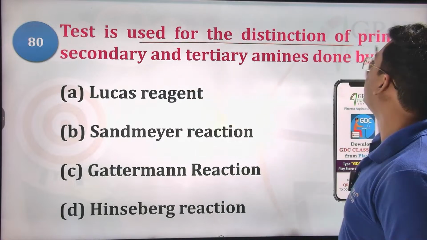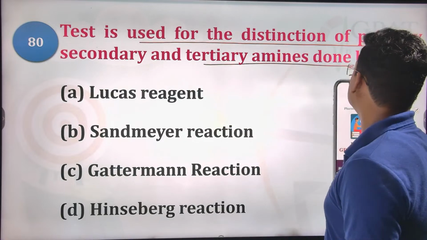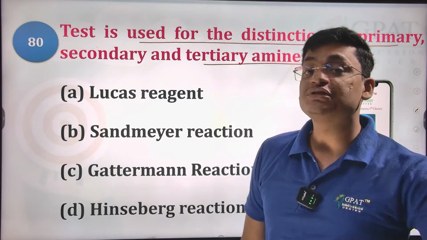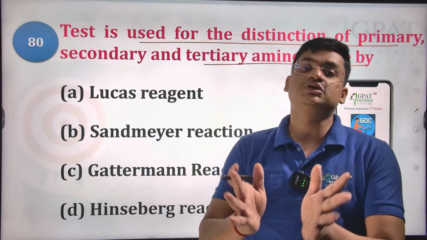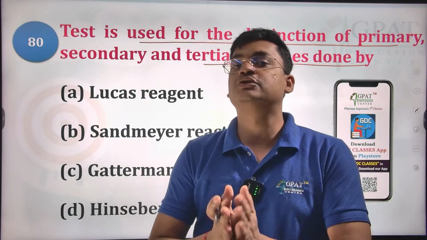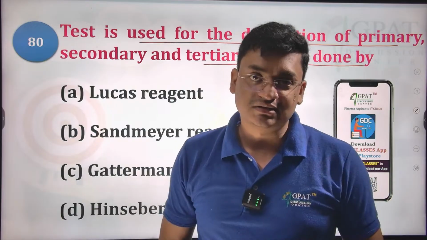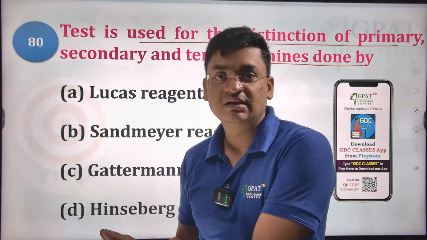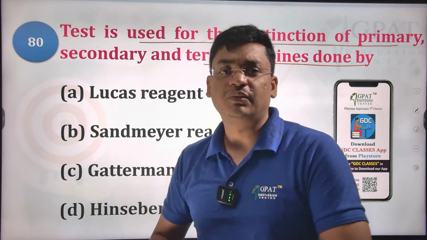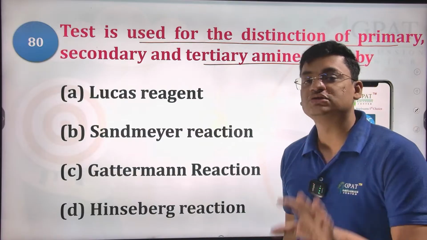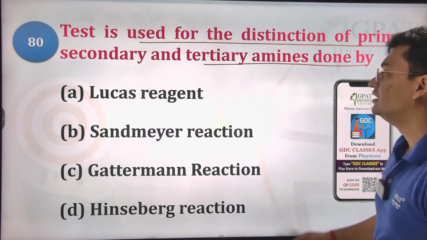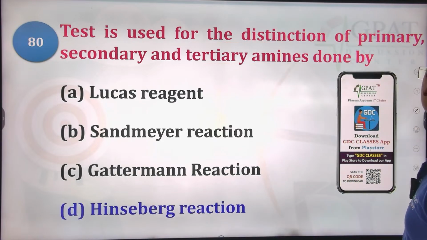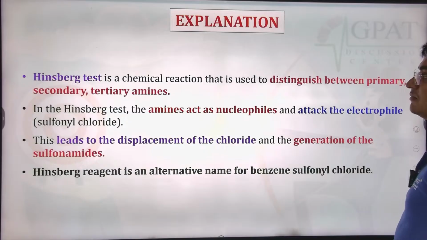Which test is used for the distinction of primary, secondary and tertiary amines? The 1-degree, 2-degree and 3-degree amines can be distinguished using benzene sulfonyl chloride, which is also known as the Hinsberg test. The 1-degree amine will show the fastest sulfonamide formation. The 2-degree amine also shows formation of sulfonamides, but for the 3-degree amine there is no possibility of sulfonamide formation. So the amines can be distinguished by the Hinsberg test. Yes, D is the right answer.